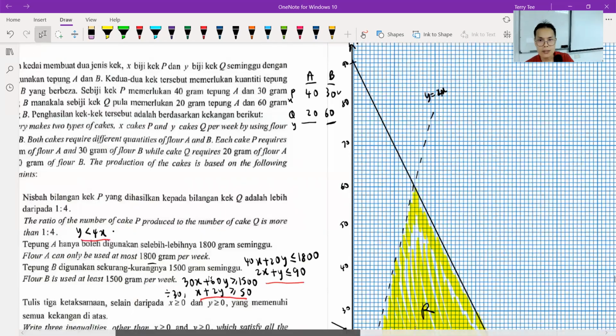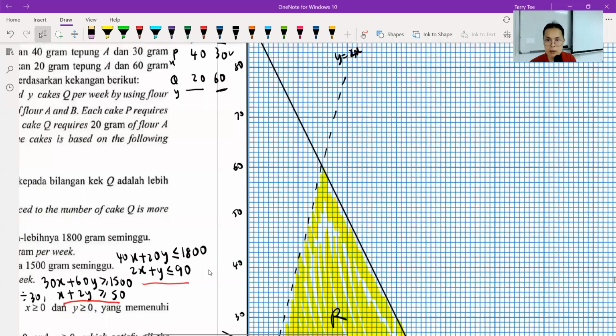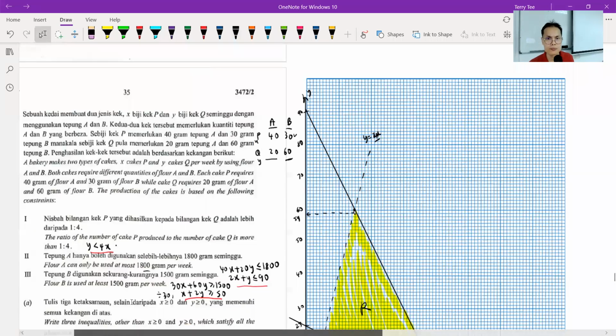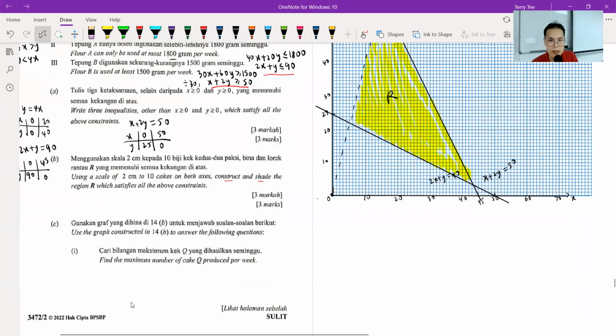We cannot take 60. Even look at this, you thought we can take 60, right? We can't take 60 because it cannot include the point here. So we have to move down, right? We cannot take a point on this line because it does not include y equals 4x. So sorry, we have to move it down. Take the nearest integer. The maximum we can get is 59, not 60, yeah? 59. Okay? All right. So that is to answer the first part of C. So y maximum is 59.